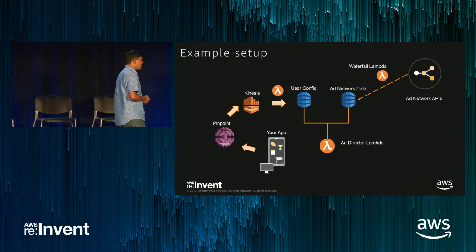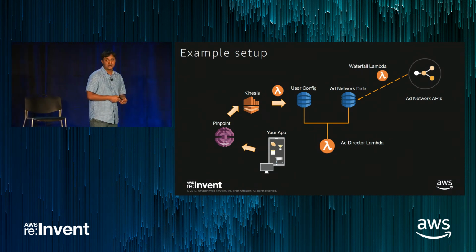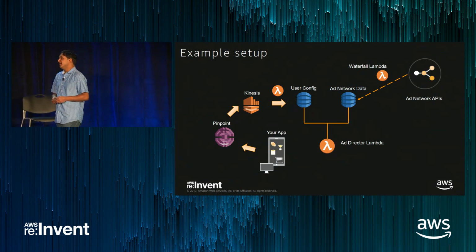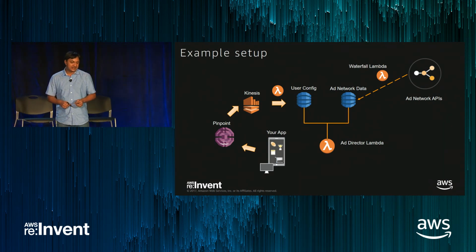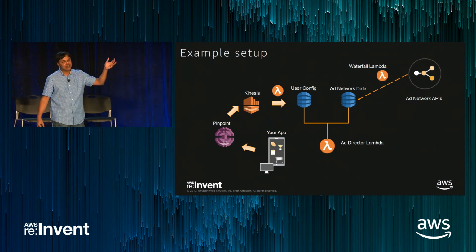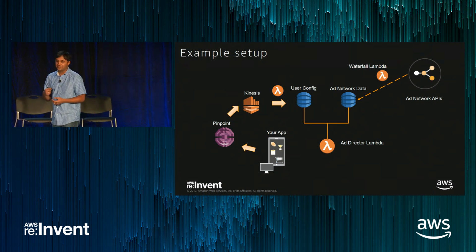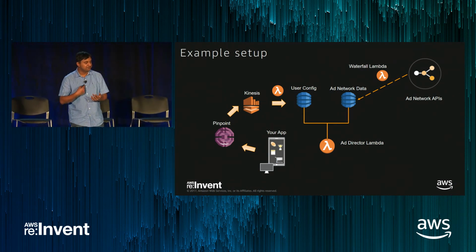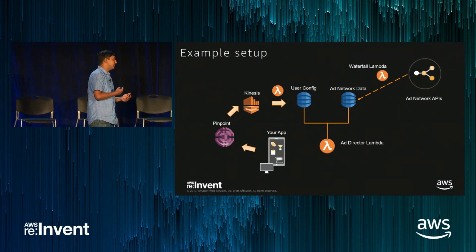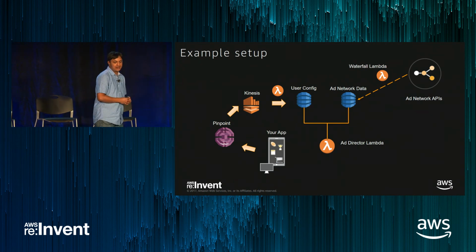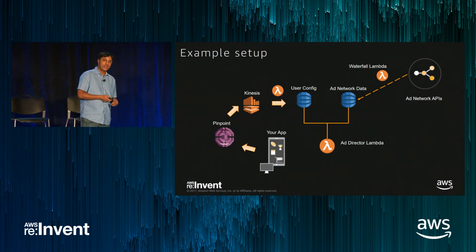Then we have another Lambda, which we're calling the ad director Lambda. What that's doing is it's collating this information from the ad networks on CPM and fill rates. It's then looking at the user config table. It's bringing those two together to decide on the ranking for the ad networks. So we saw earlier how it said network B is ranked highest for this user. Amazon ads is ranked second. So that's the logic that the ad director Lambda would do.